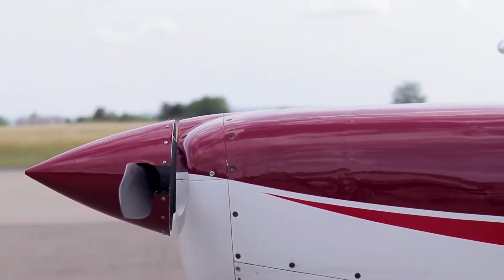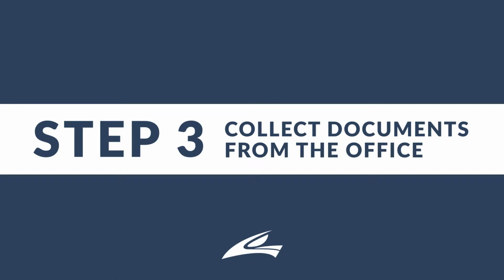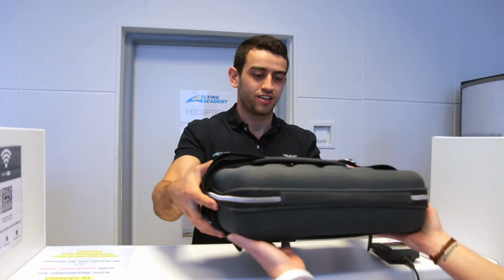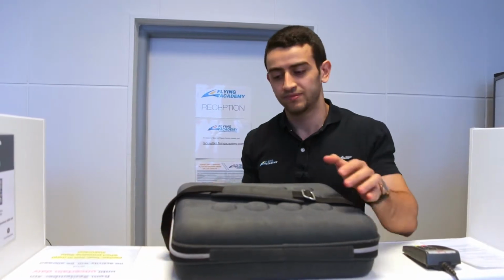So let's start by collecting the documents from the office in order to go through all the paperwork. Let's go. Can I please have Oscar Kilo Foxtrot Alpha Echo, please? Thank you very much. So now, since we have all the documents, let's go to the briefing room to go through them one by one. Let's go.